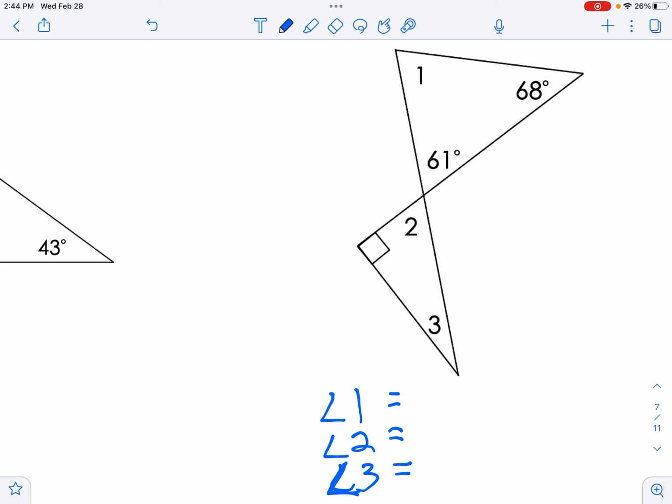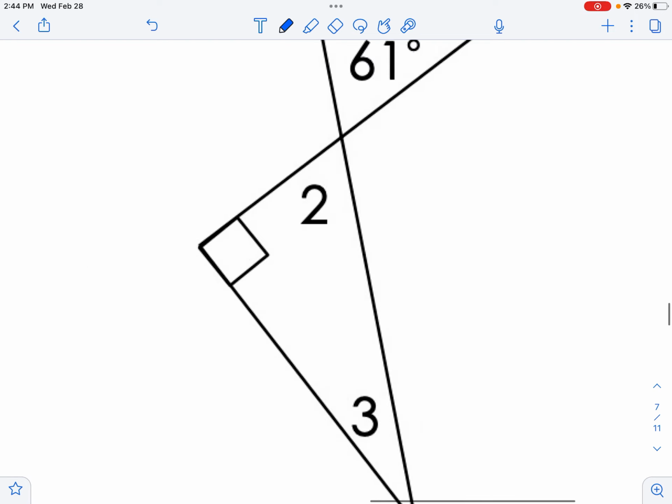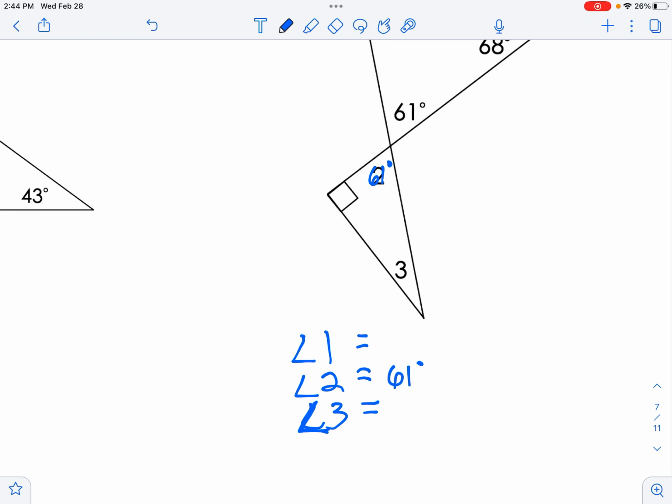Okay. Well, we know that 2 is a vertical angle to 61, so that has to be 61 degrees. So we could just put 61 right there. And 3 I can find by adding together 61 plus 90. This is a 90 degree, so that's 151. So if I go 180 minus 151, that's 29 degrees. So I'm going to write 29 degrees there.